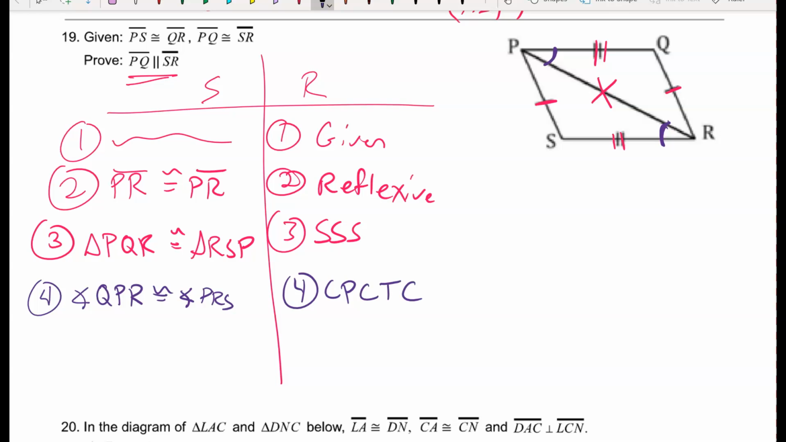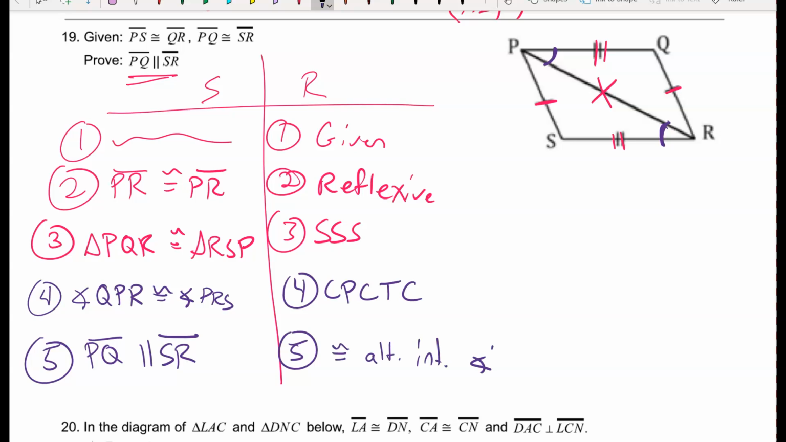CPCTC. So I can't say anything about congruent alternate interior angles here because I don't know that the lines are parallel yet. My whole goal of this is to prove that the lines are parallel. So I can't make any assumptions based off of the lines being parallel. So now that I have those alternate interior angles, I can say that congruent alternate interior angles form parallel lines. So because the alternate interior angles are congruent, it must be the case that segment PRQ is parallel to segment PR.